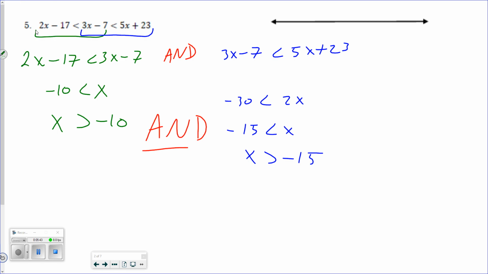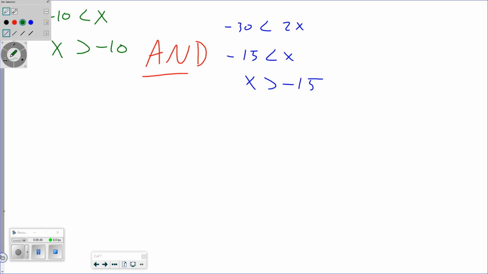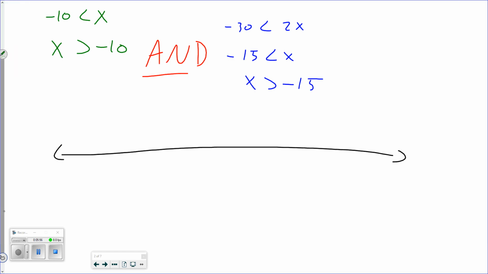So what I'm going to do, I'm going to take this inequality. I'm actually going to redraw the line down here. So this inequality, I'm going to redraw it. I'm going to do it over here. So I have negative 15 and negative 10. Negative 15 is smaller than negative 10, so we'll put that there. And the negative 10, I'll put it right here.